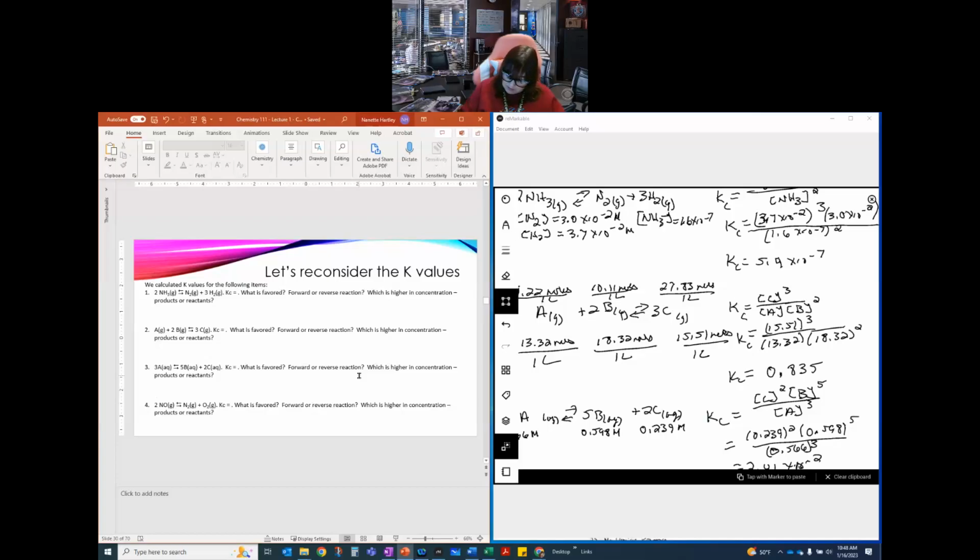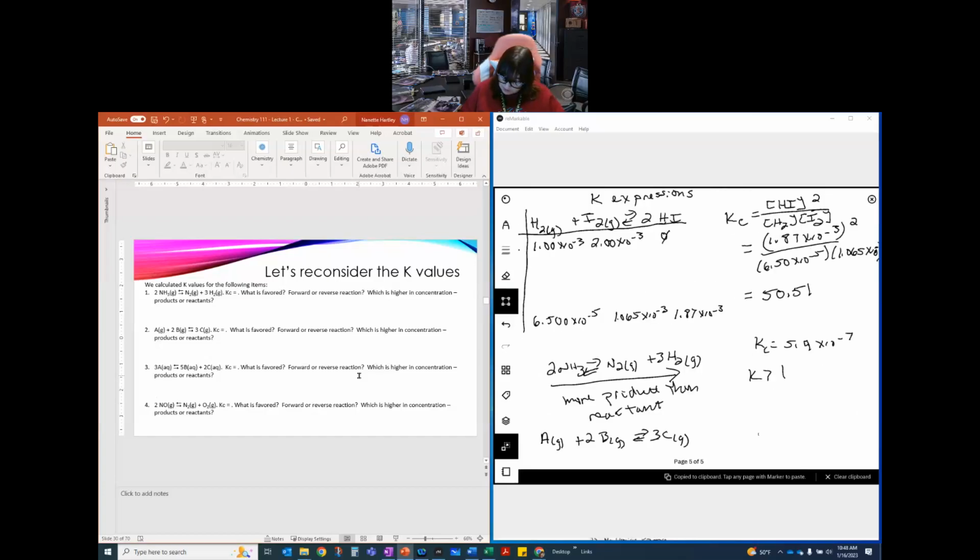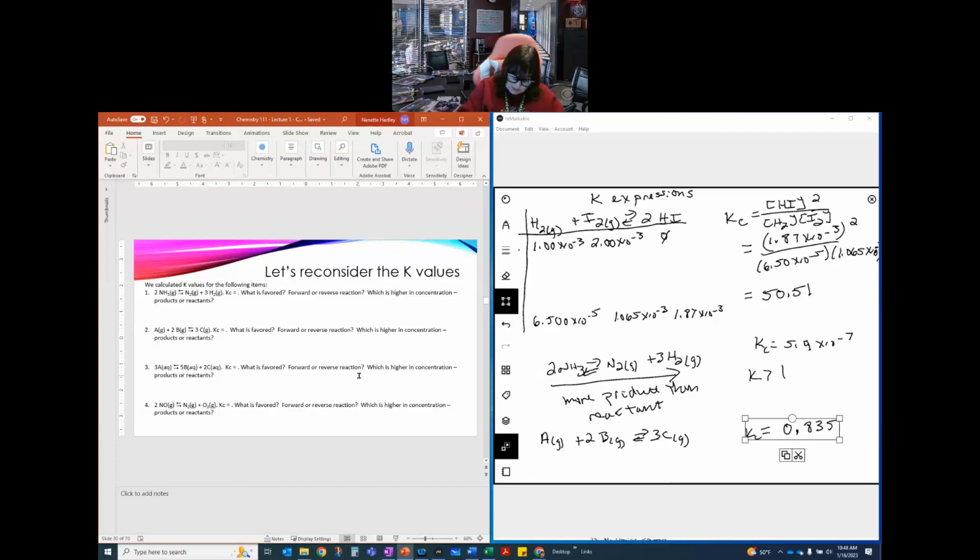So I'm going to copy that. I'm going to go to my next page, and I'm going to say that that value goes here. And again, the question becomes, with this value being what it is, what are we looking at? What's favored, what's not favored?